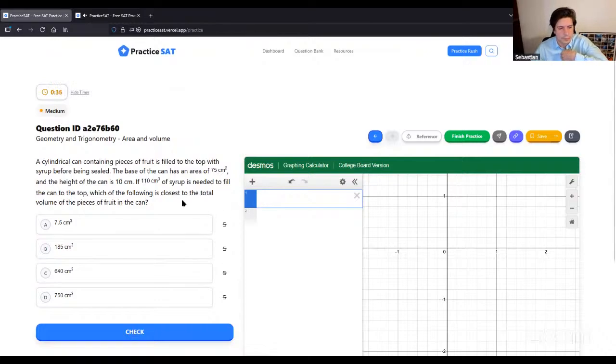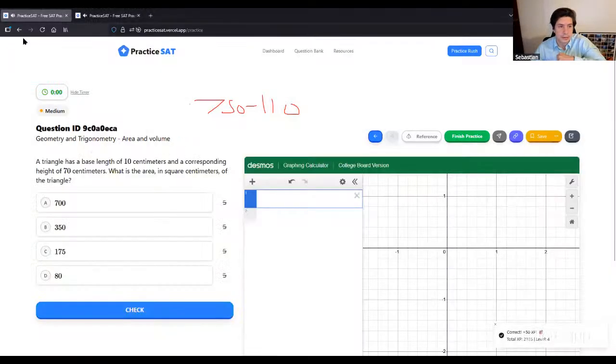Okay. So the area is just going to be 75 times 10. So it's going to be 750. And then we just subtract the 110. So it should be 640. All right, this is our last one. And we're going to switch now to some verbal practice. Let's go there now.